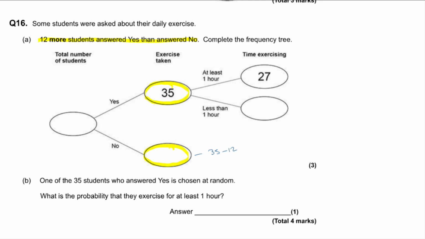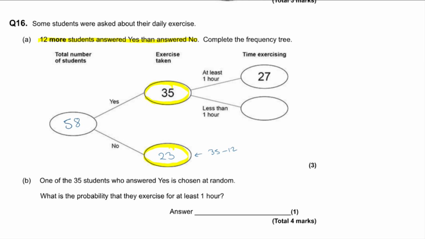So what's 35 subtract 12? 35 subtract 12 is 23. So I must have had 23 people saying no. So then altogether, how many people were there? So if I add these two together, 35 plus 23, that comes to 58. So there must have been 58 people altogether.